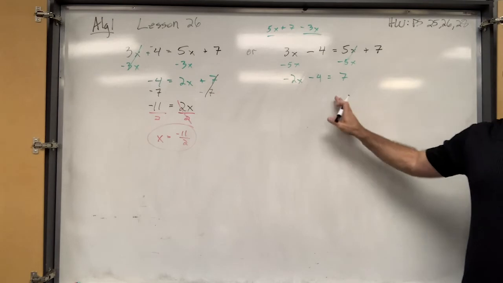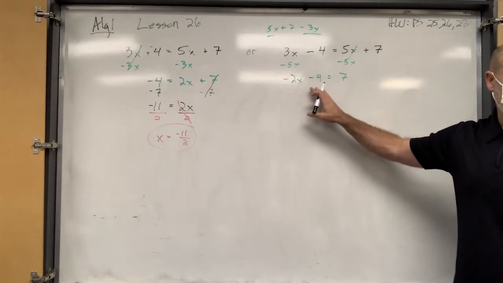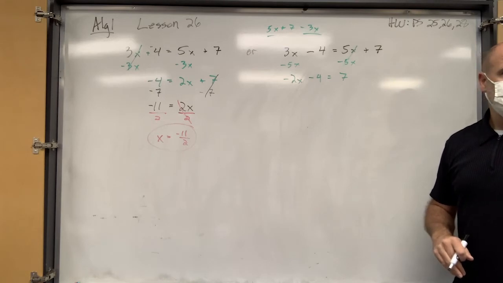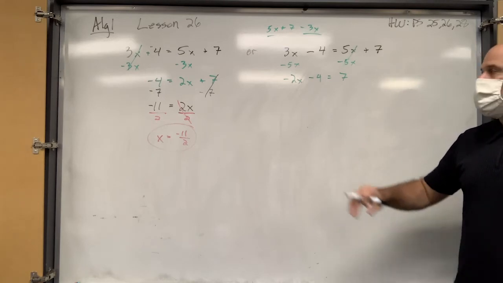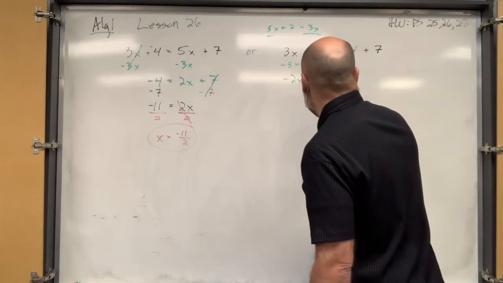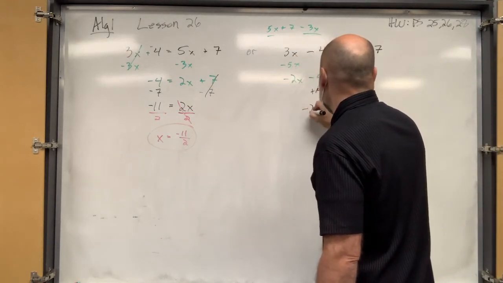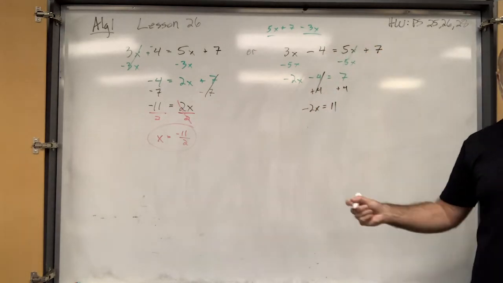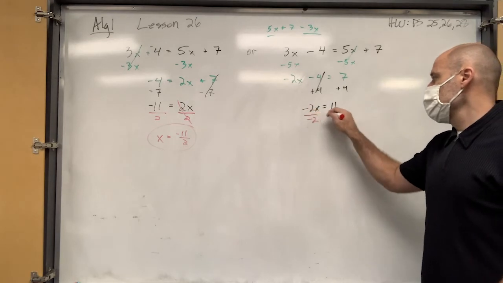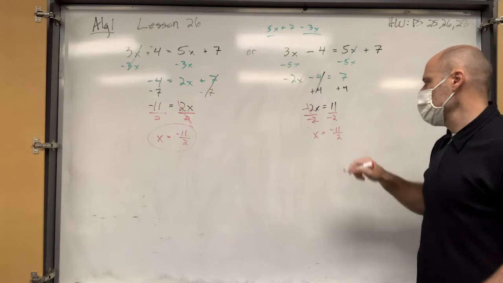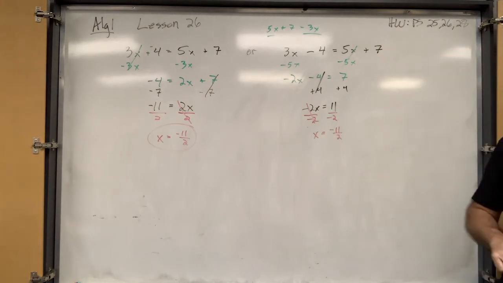You guys following me so far? Okay, so now same process. We have to get rid of two things. What do you want to get rid of first? The 4. How do you get rid of the 4? Add, because it's being subtracted. So add 4 to both sides. -2x equals 11. Then divide by -2, right? And you still get the same answer: x equals -11/2.